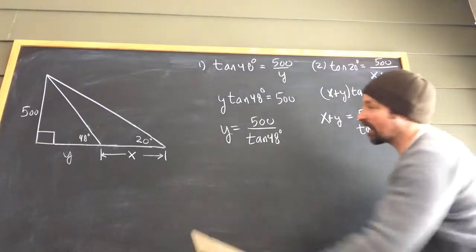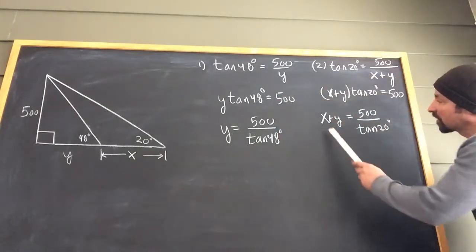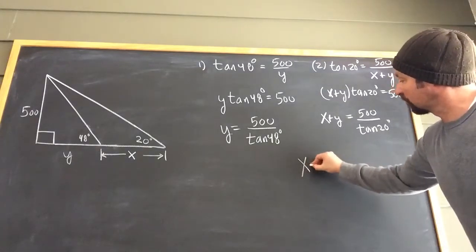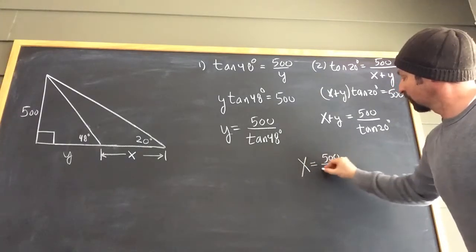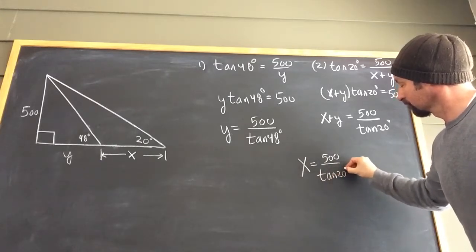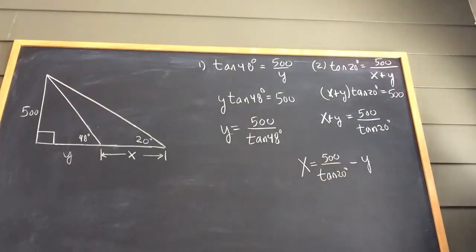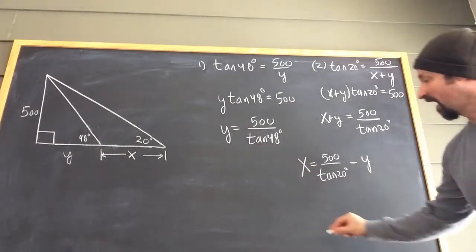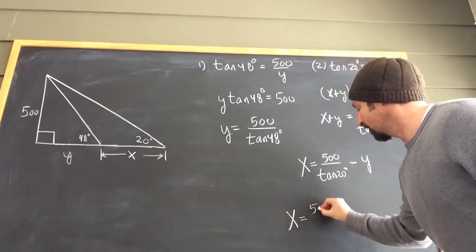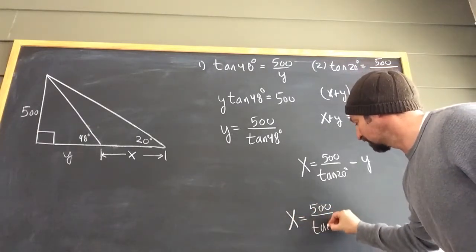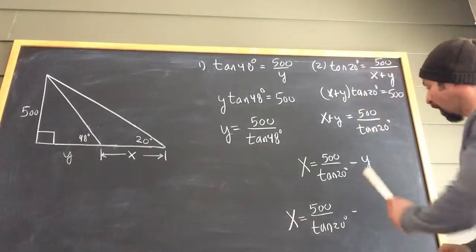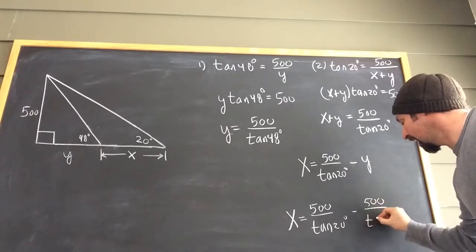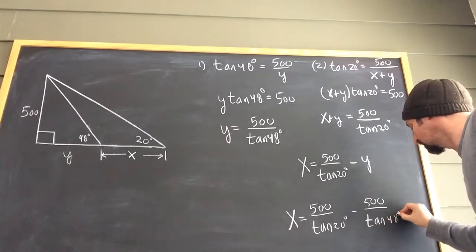And remember what we're after. We're out to figure out what x is. So let me go ahead and solve this equation for x now. I'll subtract y from both sides. X is equal to 500 all over tan of 20 minus y. And now I'll replace y with 500 over tan of 48. I see that x is 500 over tan of 20 degrees minus y, but y is 500 all over tan of 48 degrees.